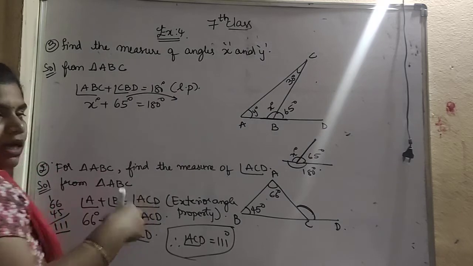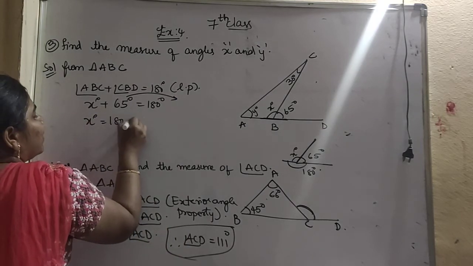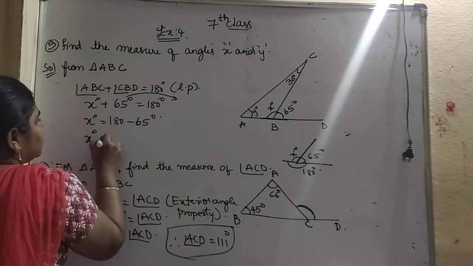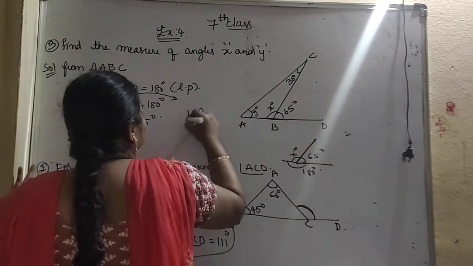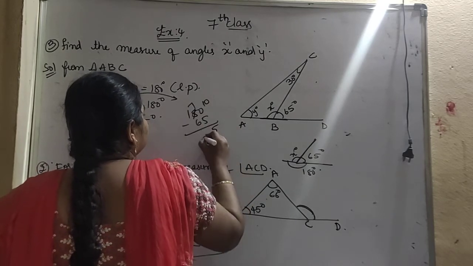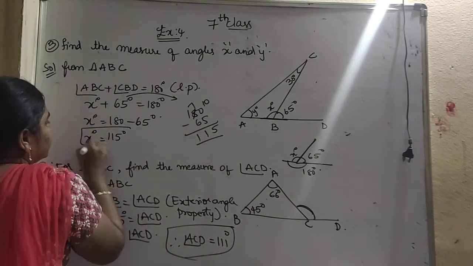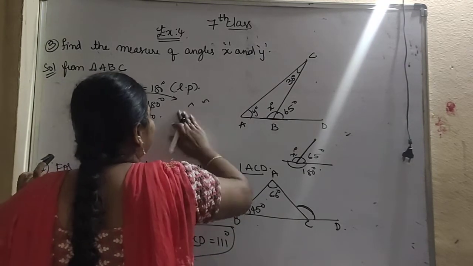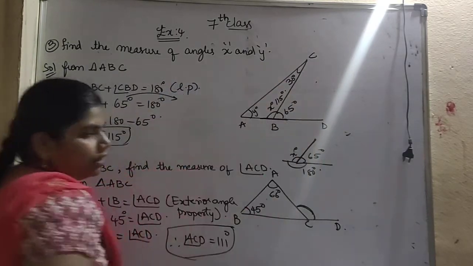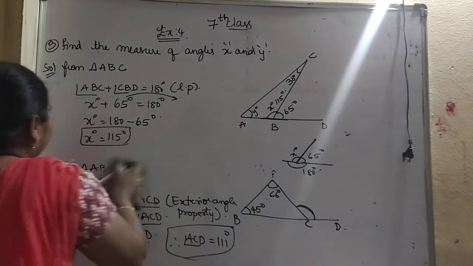Transpose 65 to the other side, that will become subtraction. So x degrees is equal to 180 minus 65. So x degrees is how much? It will be 115 degrees. So x value we got as 115. So this angle is 115 degrees. Now which angle we have to find? We have to find y angle.